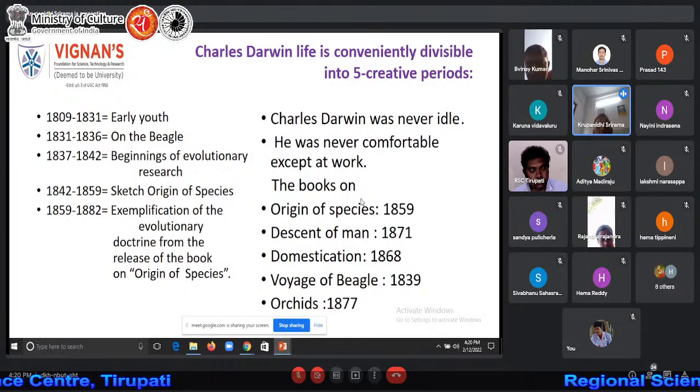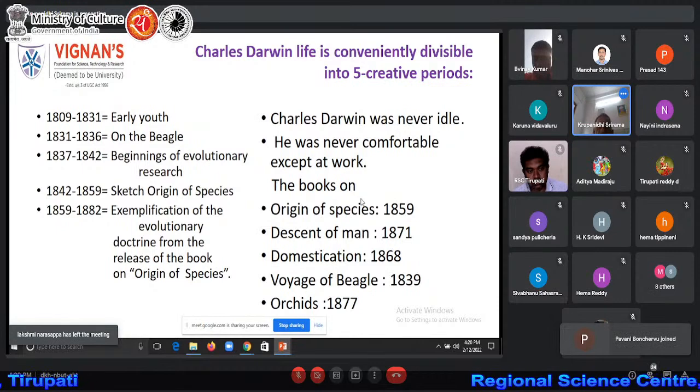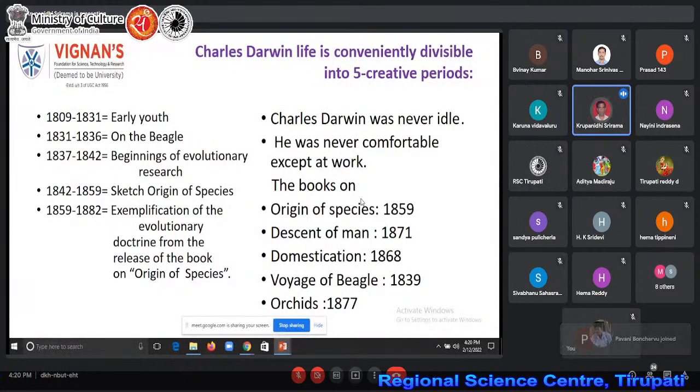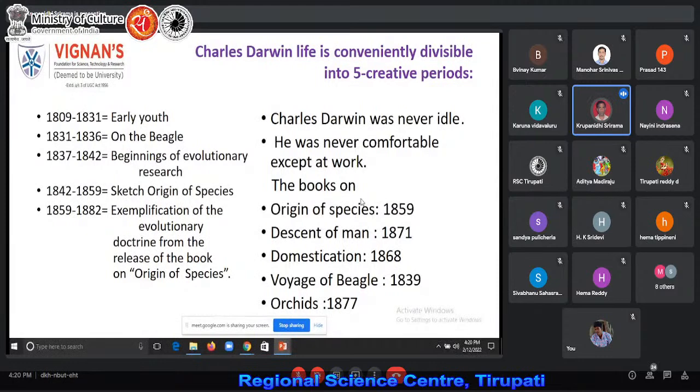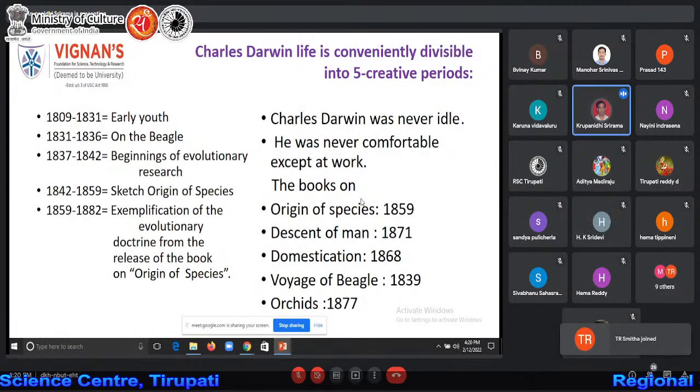Charles Darwin was never idle. He was always thinking and doing work for the development of scientific understanding. He was never comfortable except at work. Only while doing the work he was happy. That's what most of you children experience, while you are drawing in the classroom, while you are making calculations, you're all quite happy. The books that he wrote were Origin of Species, Descent of Man, Domestication, Voyage of the Beagle, and Orchids, and several others. A few I mentioned here for the lack of time.